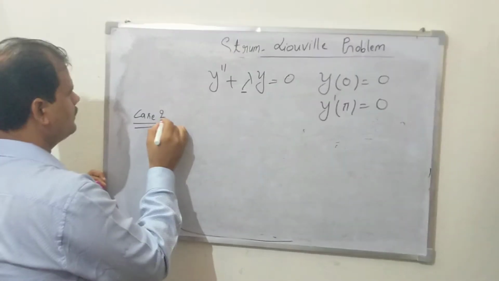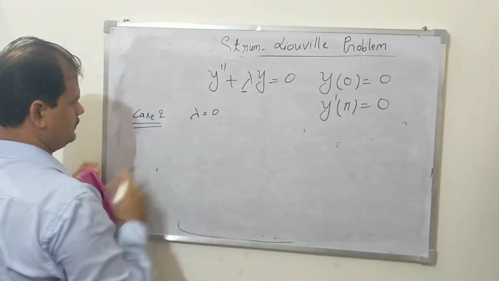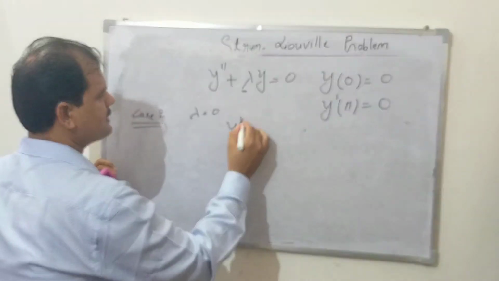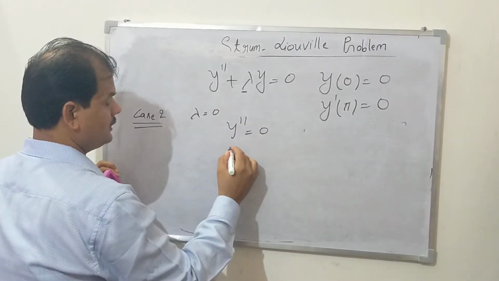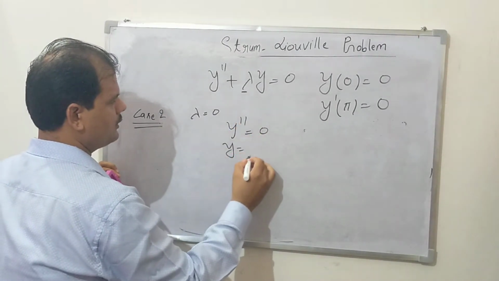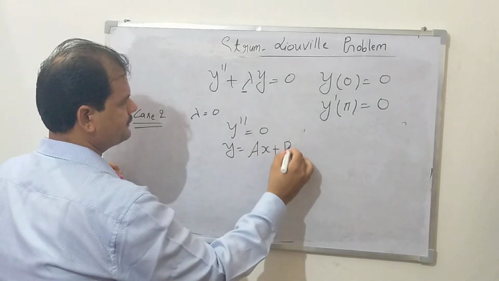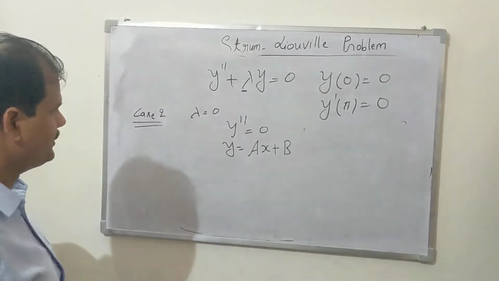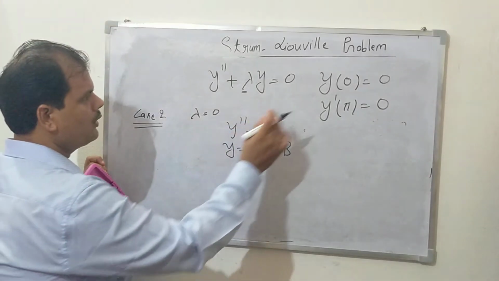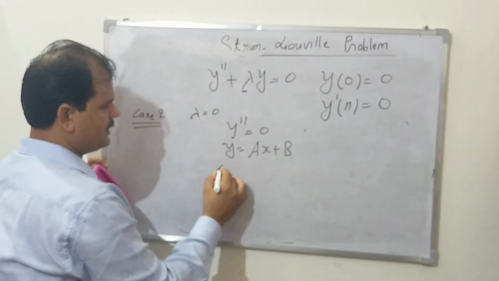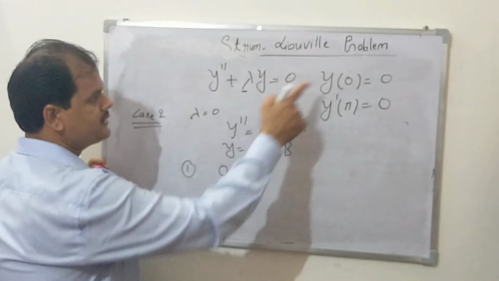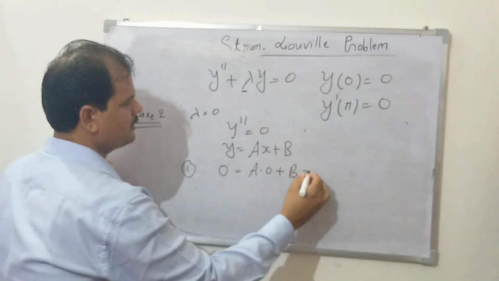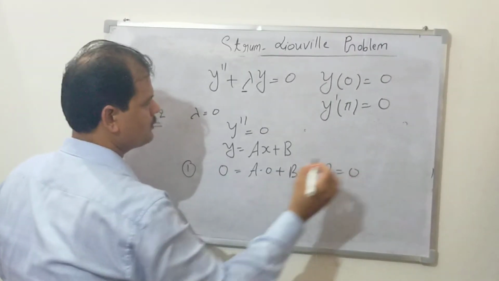So case 2, lambda equal to 0. Lambda equal to 0. So what we get? y double dash equal to 0. Then the solution is y equal to ax plus b. Now the first condition, y(0) equal to 0, means 0 equal to a into 0 plus b, which implies b equal to 0.